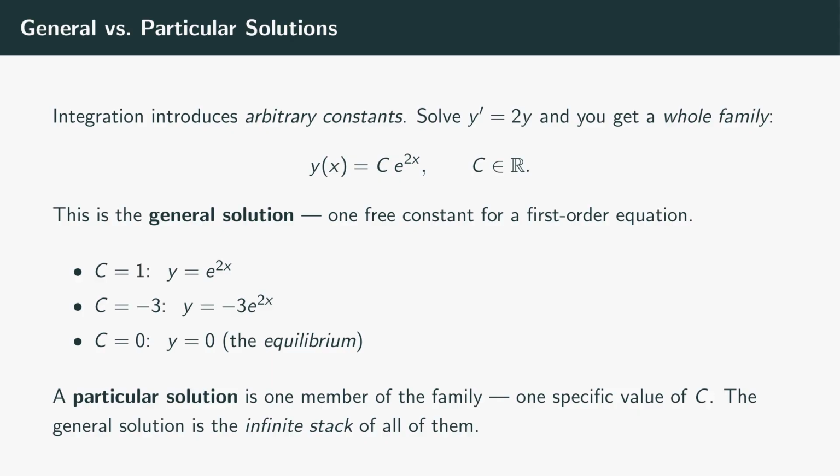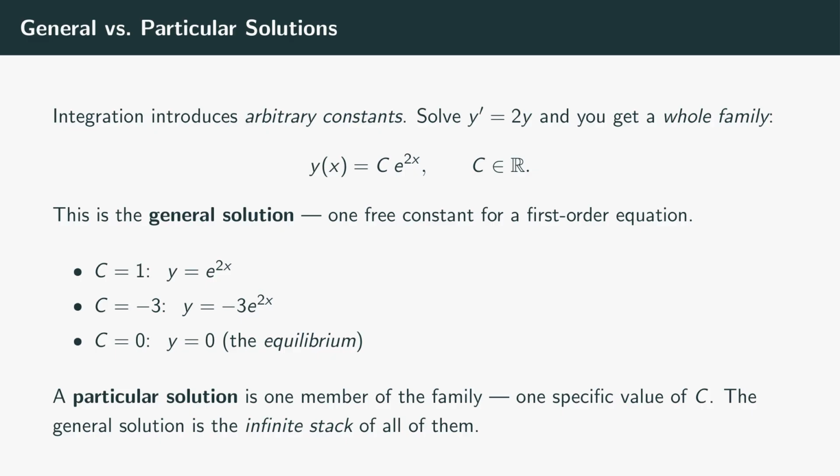When you actually solve a differential equation, integration enters, and integration always brings an arbitrary constant along with it. So you never get just one solution. You get a whole family. Solve y prime equals 2y, and the answer is y equals c times e to the 2x, where c can be any real number. We call this the general solution.